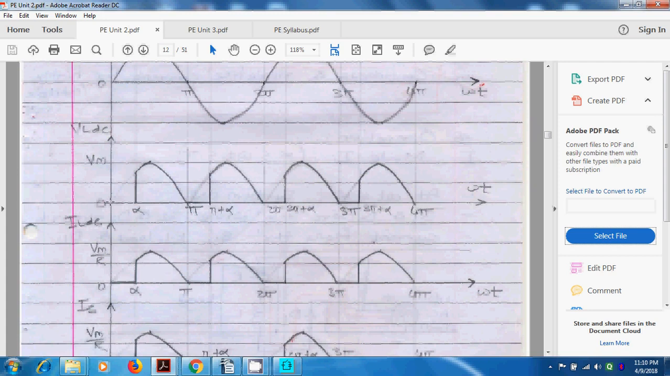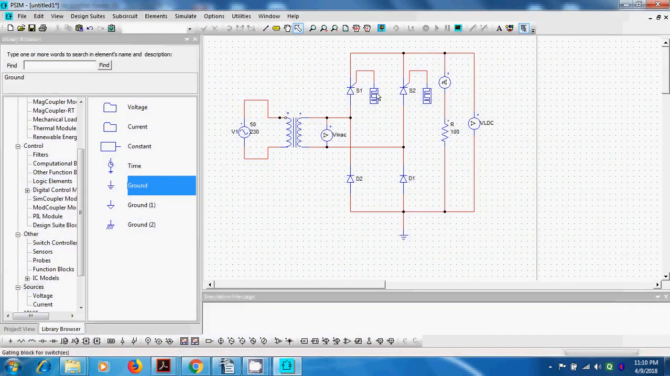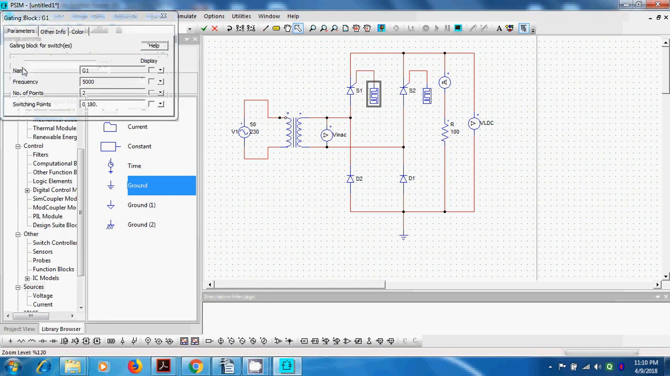So definitely from 0 up to 30, the output voltage will be 0. So let us give this type of value to this. Double click this. This will give the name of that gate G for the SCR, right? Then frequency. The frequency must be the same as the input frequency that you have used. So that is 50 hertz.